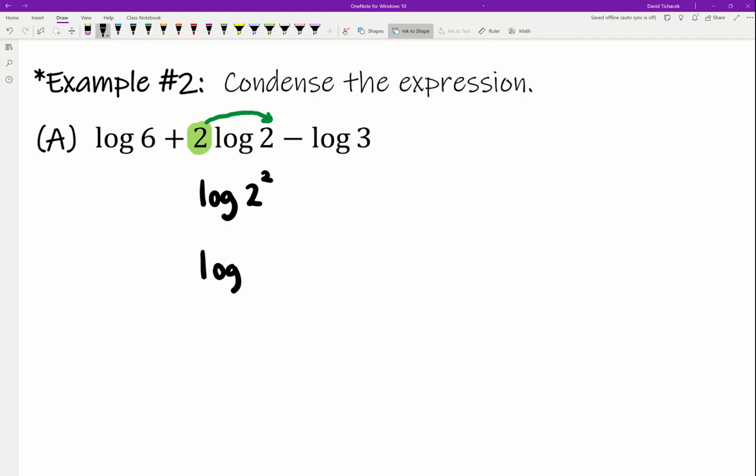We know that that's going to be the log of 4, okay? And so whenever you continue to write out this expression, that's log of 6 plus the log of 4 minus the log of 3. Okay, now how do we continue? Well, you know that you're going to be finished whenever you condense this down into a single log, or you've done as much as you possibly can, right?